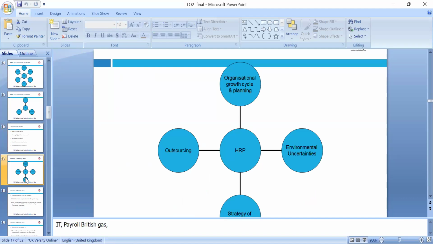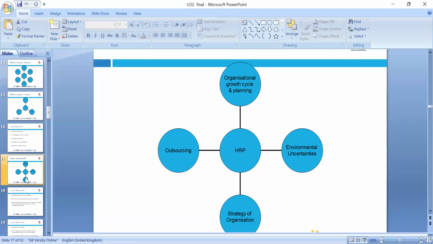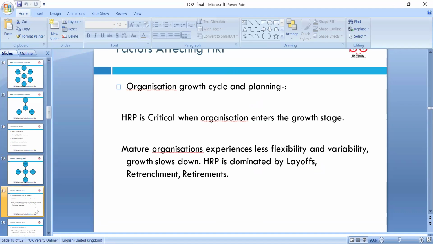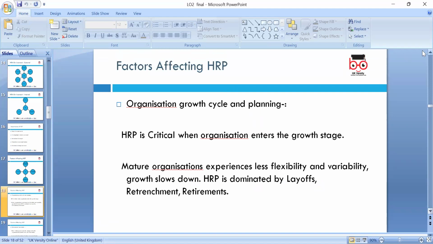So you do constant improving, continuous improvement. So in the human resource growth cycle planning, we can look at environmental uncertainty. We can look around human resource planning, HRP strategies, action plan, and outsourcing. Sometimes we can do outsourcing, like the payroll department and IT department, and it can be all over the world.